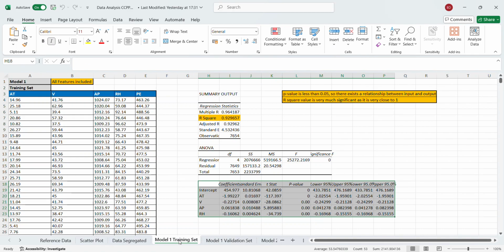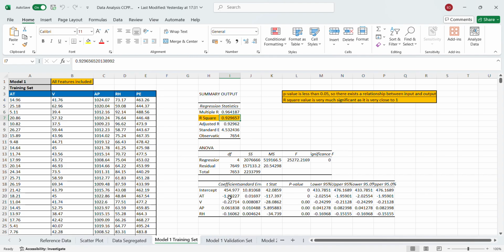Now coming to model 1, we took the training set, did the multiple regression analysis, and came up with this table. Here all the coefficients along with the fixed intercept value have been provided, and along with it we can see R square has been given as 0.92, which is quite significant. Also the p-values, if you see, are less than 0.05, so we can conclude that all the features are significant for the energy output.